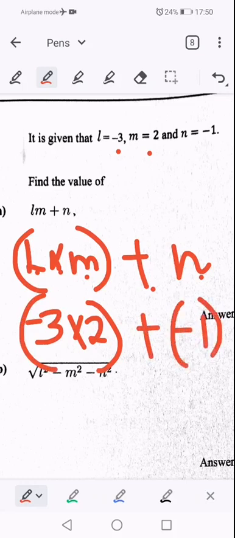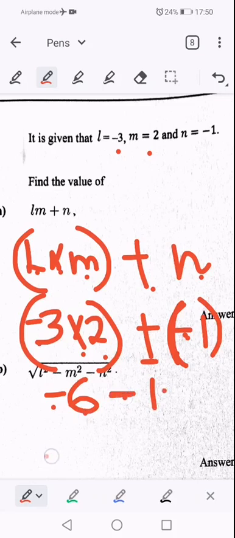Like this. Then minus 3 times 2, we get minus 6. Plus times minus, because this bracket means multiplication. So this positive times this negative, we get negative. So it becomes minus 1. So minus 6 minus 1, we get what? Minus 7.